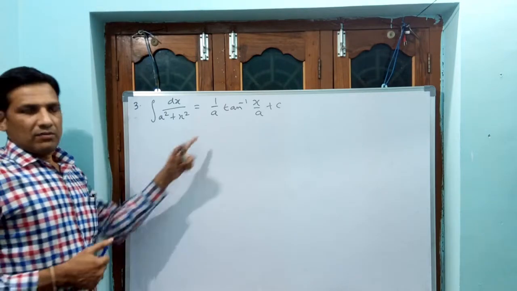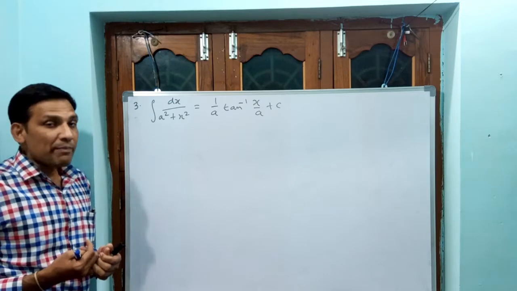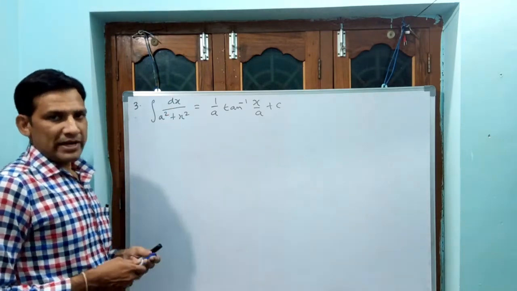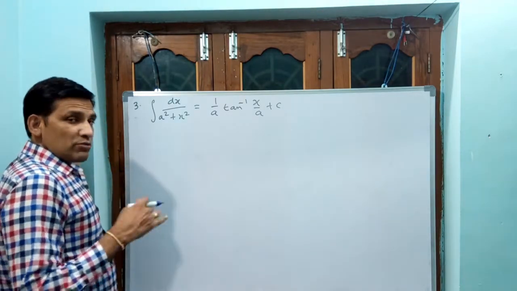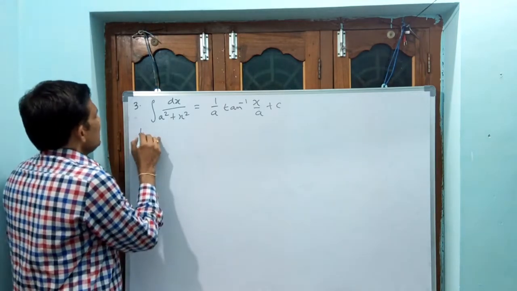Okay, we know very well d by dx of tan inverse x is equal to 1 by 1 plus x square. Here it is 1 by 1 plus x square, and in place of 1 we have a square. Like that we have to take. Let us see how to write it. Now you see, some substitution we will take. What is the substitution? See what I am writing.